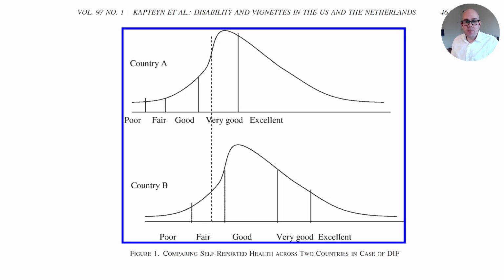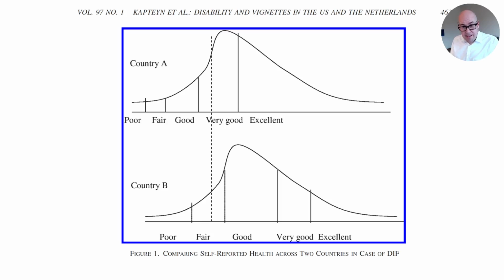And what you see here is a picture with two underlying distributions. So in country B, the distribution of health is to the right of the distribution of country A. But what you also see is that these reporting thresholds are different between the two countries. And in particular, in country B, they're to the right of country A.